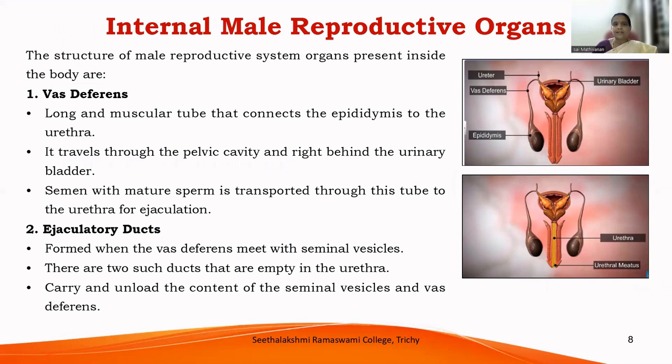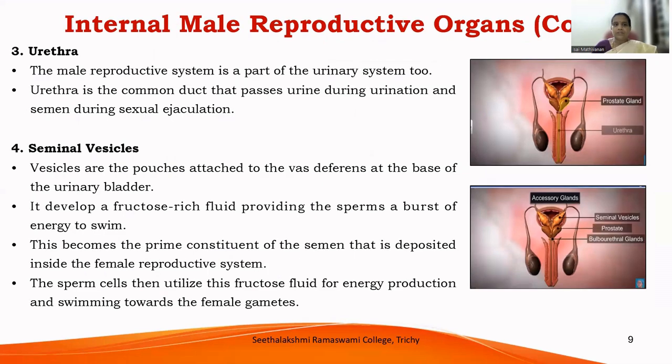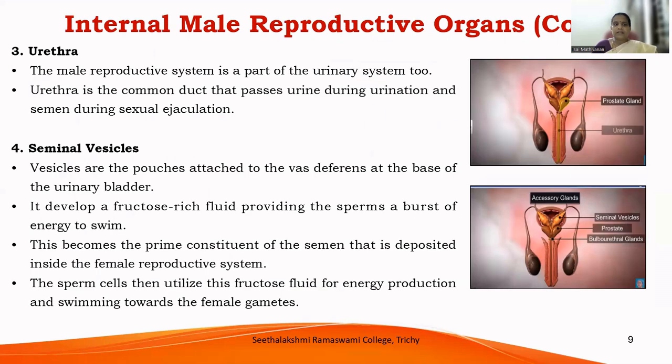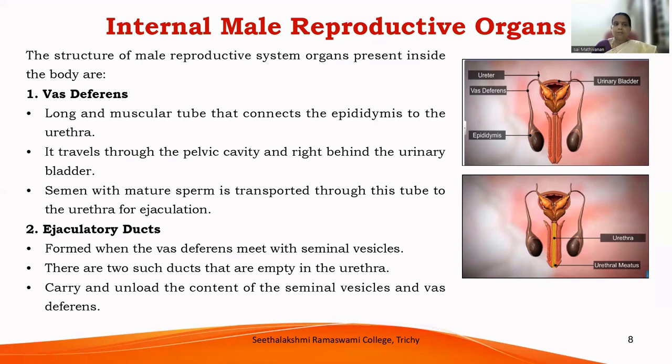The next organs are the internal male reproductive organs. These structures of the male reproductive system are present inside the body, hence they are called internal organs. They consist of the vas deferens, ejaculatory duct, urethra, seminal vesicles, prostate gland, and bulbourethral gland. Let me explain one by one.